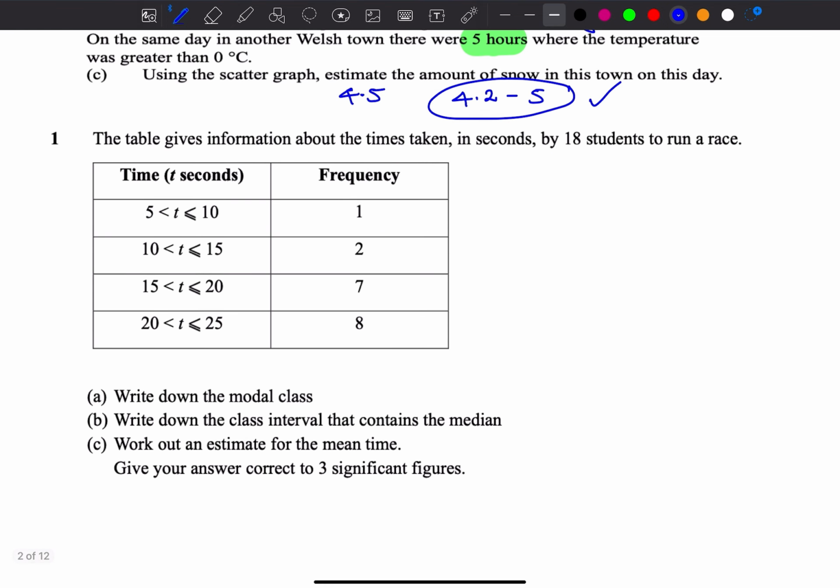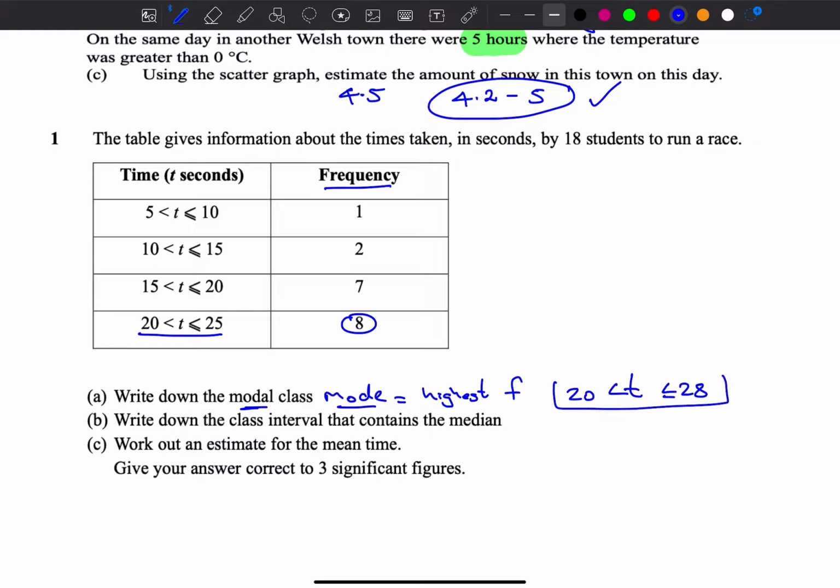Work out the modal class. Modal, same thing. The highest frequency, remember? Frequency highest. No, that's not the highest. That's the highest. So t is greater than 20, less than or equal to 28. That's your modal class.